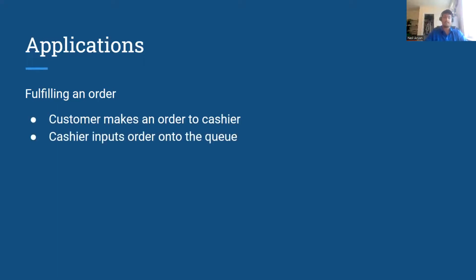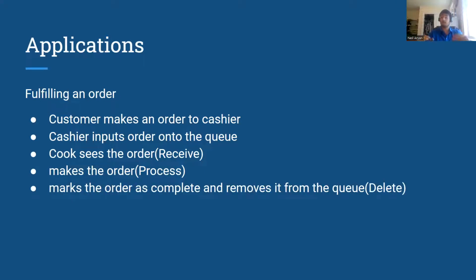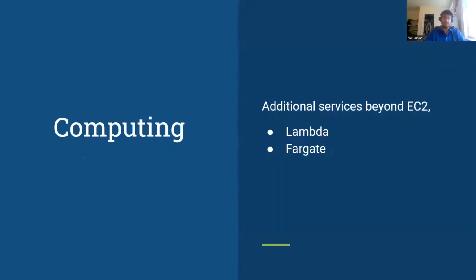What this can look like in a real life situation, let's say you're asking for a burger in a restaurant. You'll make an order to the cashier, and then the cashier sends the data, which inputs the order into the queue. Now the queue is ready. Now the cook will see the order, they'll receive the order. Then they have to process that order, which means they're going to make your burger. And then finally, when they're done with your burger, they're going to mark that order as complete and remove it from the queue, which is basically just deleting the order from the queue. That's basically how SNS and SQS works.